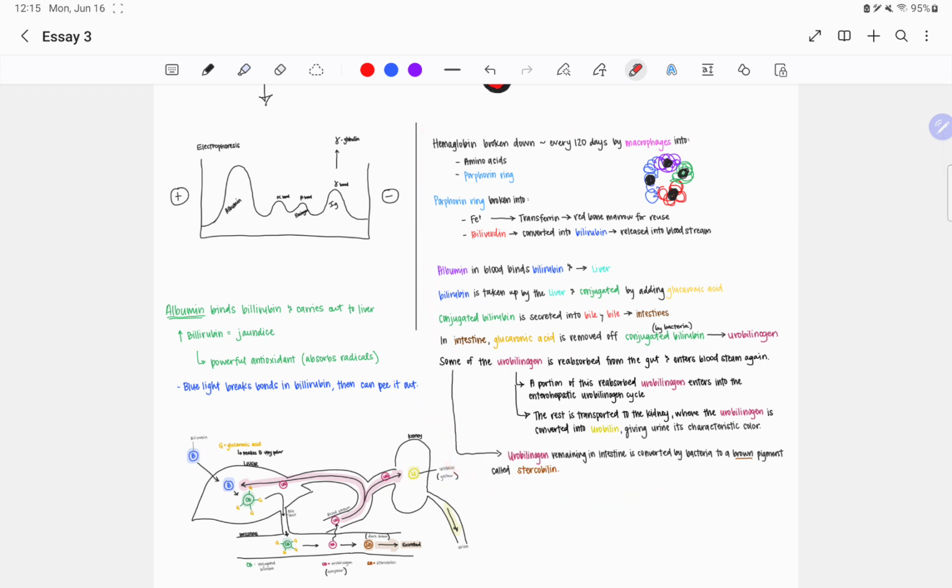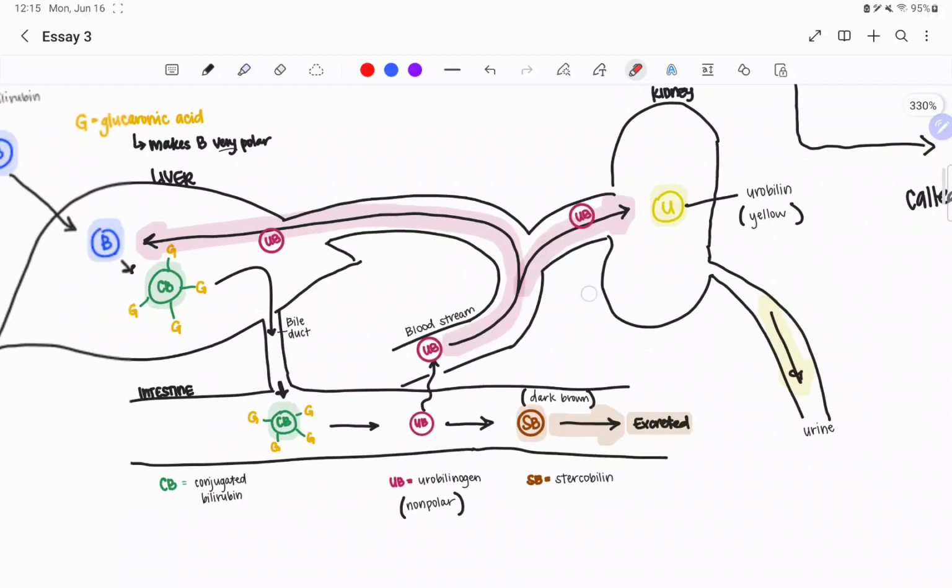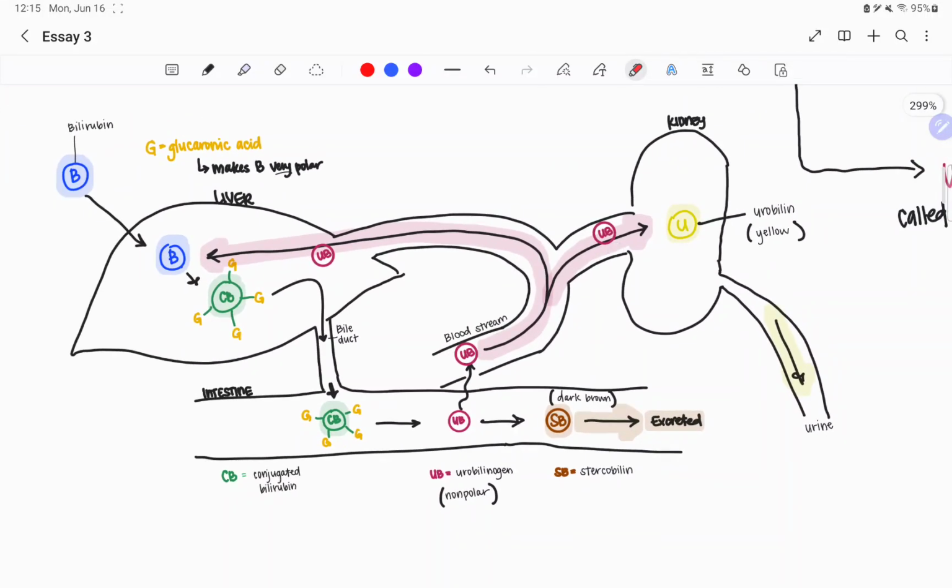But I always like pictures, so I've kind of drawn out what it kind of looks like here. So we've got bilirubin, albumin's brought it to the liver, so bilirubin makes it into the liver here. It gets conjugated by these glucuronic acids, okay? And then it's now taken through the bile duct, put into the intestine. So we have this conjugated bilirubin here. Bacteria eats away at the glucuronic acids.